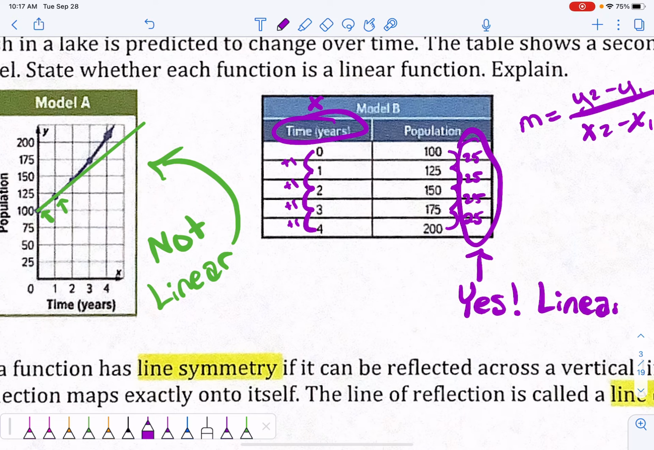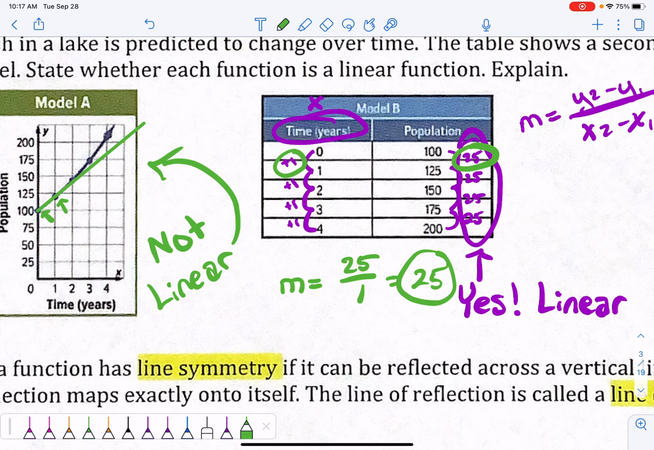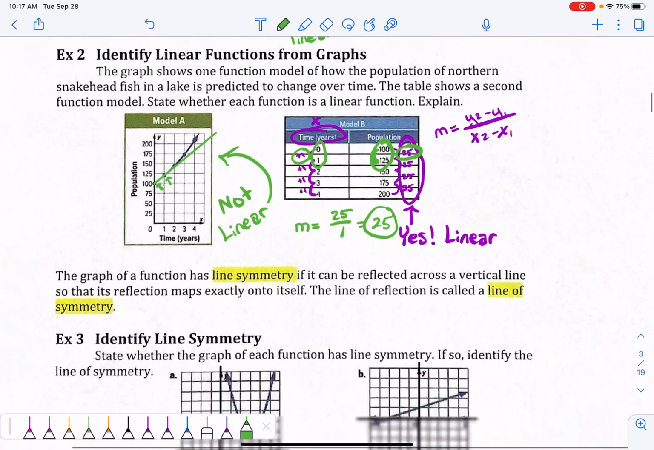Now, if we wanted to go one further, we can see they're going up by 25s while the amount of time is going up by ones. So my slope would literally be 25 over 1, or just 25, if that makes any sense at all. We've done the y2 minus y1 when we did this here, and the x2 minus x1 when we did that there. So 25 over 1, my slope would be 25. It's 25 all the way across the board, so yes, it's linear, okay?